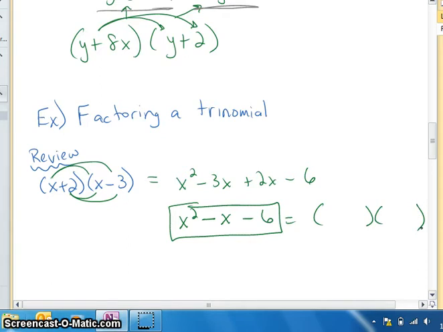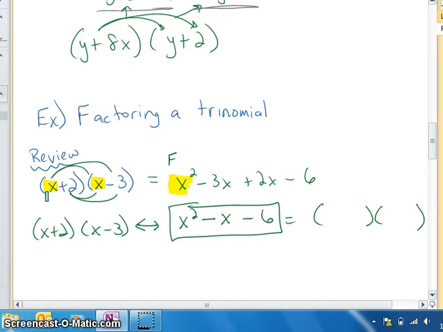So we're looking for what's the relationship between x plus 2, x minus 3, and the numbers, the final coefficients of x squared minus x minus 6. Well, hopefully you're realizing that I have to multiply x times x, and I get the coefficient of the x squared. So it's the firsts that are giving me the coefficient of the x squared.